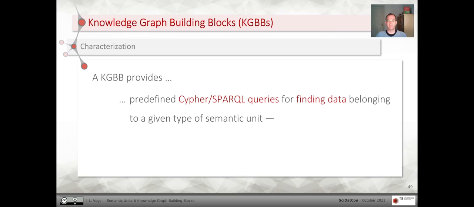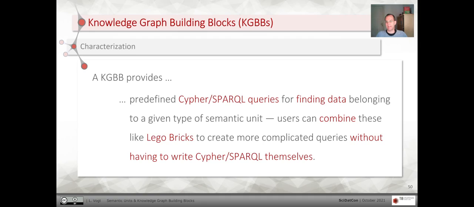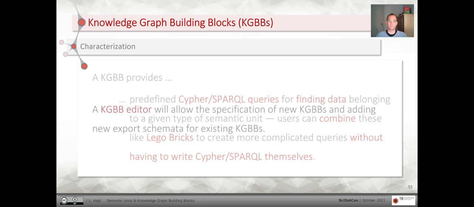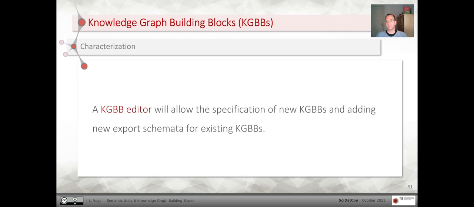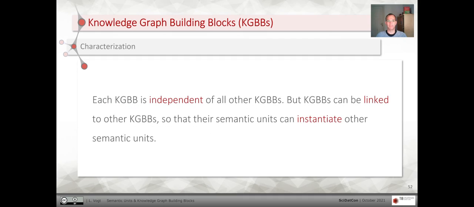And building blocks also provide predefined Cypher and SPARQL queries for finding data belonging to that type of semantic unit. And users then can combine these from different types of semantic units, like Lego bricks, to create more complicated queries without having to write Cypher and SPARQL themselves. The editor will allow the specification of new building blocks and will allow adding new export schemata for existing building blocks. Each building block is independent of all other building blocks, but they can be linked so that a semantic unit can instantiate another semantic unit.